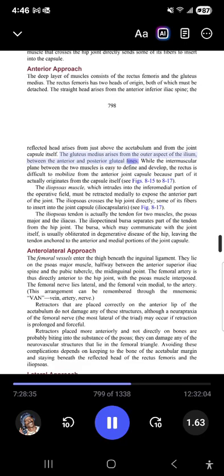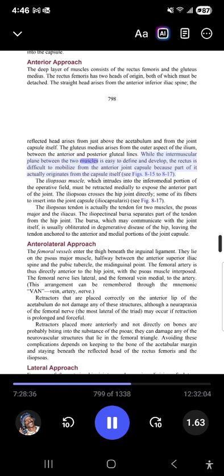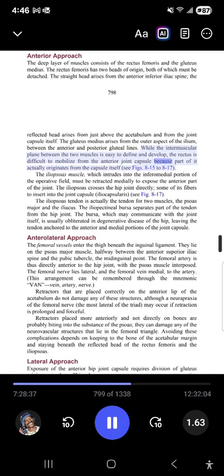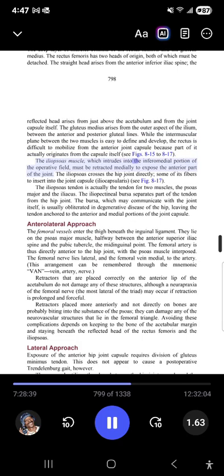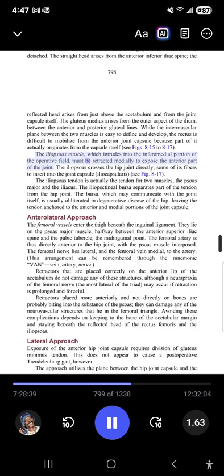While the intermuscular plane between the 2 muscles is easy to define and develop, the rectus is difficult to mobilize from the anterior joint capsule because part of it actually originates from the capsule itself. See figs 8-15 to 8-17. The iliopsoas muscle, which intrudes into the inferomedial portion of the operative field, must be retracted medially to expose the anterior part of the joint.